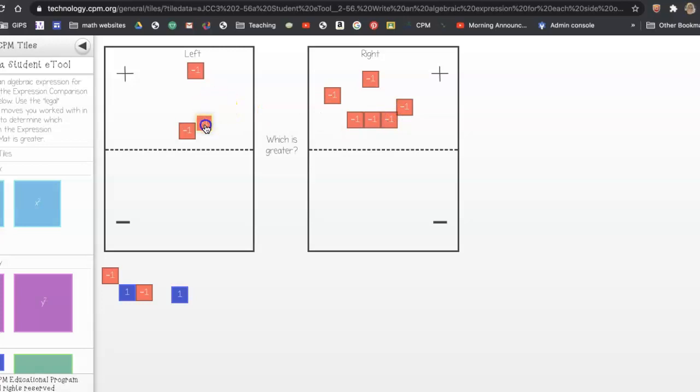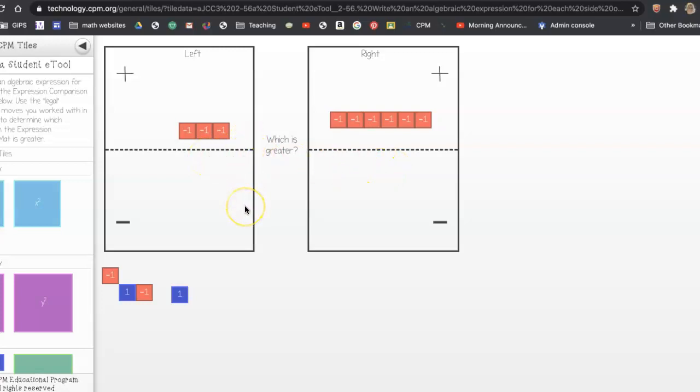Okay. Sometimes I like to just organize my tiles so they're nice and neat and I can tell what is what and where is where. So that's what I'm going to do right now. So I can see on the left side I have -3 and on the right side I have -6. I could stop here with simplification because I already know that -3 is greater than -6.